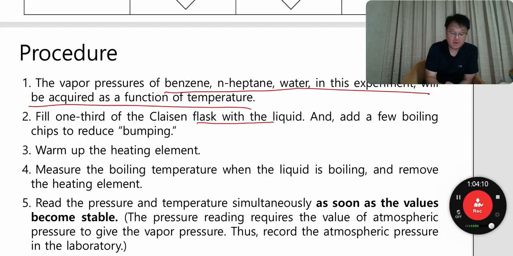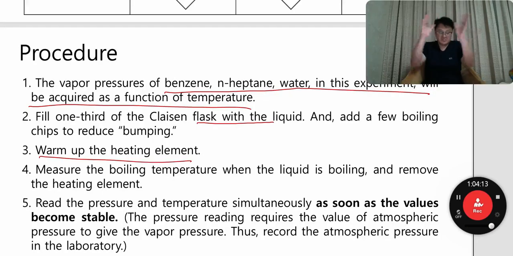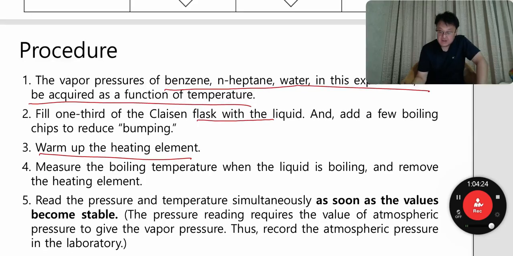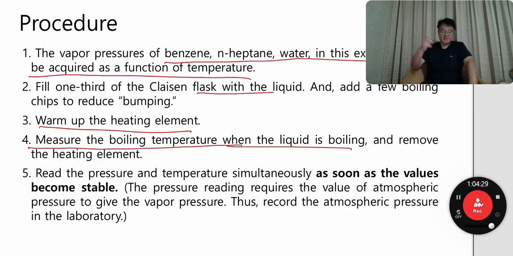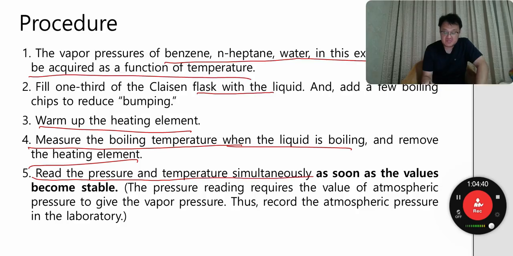and then warm up the heating element. So 1/3 of the flask is filled with liquid, and then you warm up the heating element. And then you measure the boiling point when the liquid is boiling and remove the heating element, right? So when you see the liquid is boiling, remove your heating element, okay? Read the pressure and temperature simultaneously as soon as the value becomes stable. The pressure reading requires the value of atmospheric pressure to give the vapor pressure.